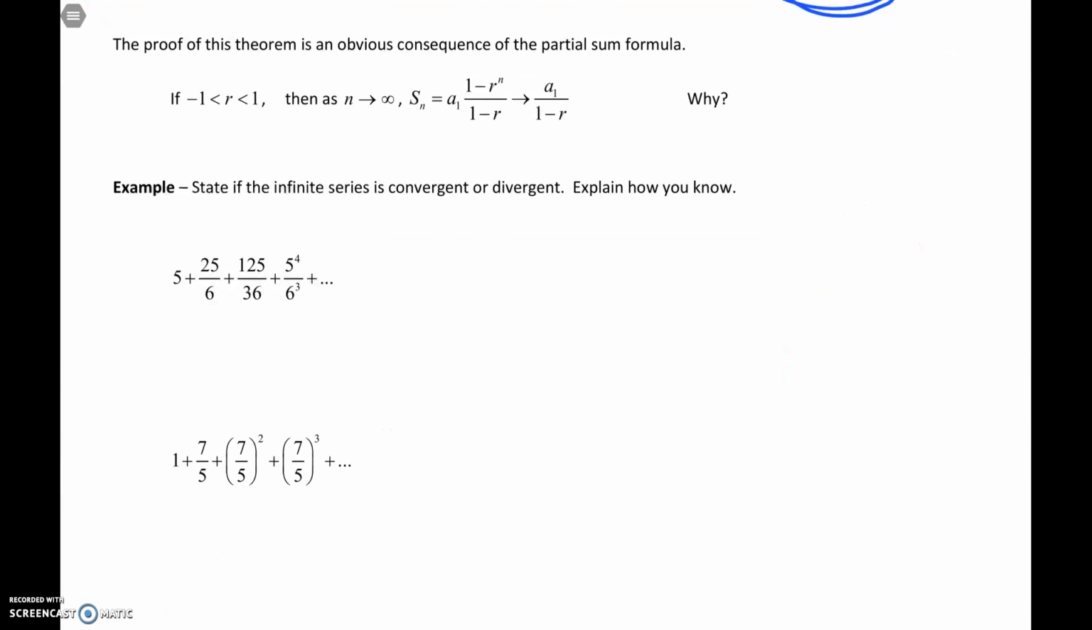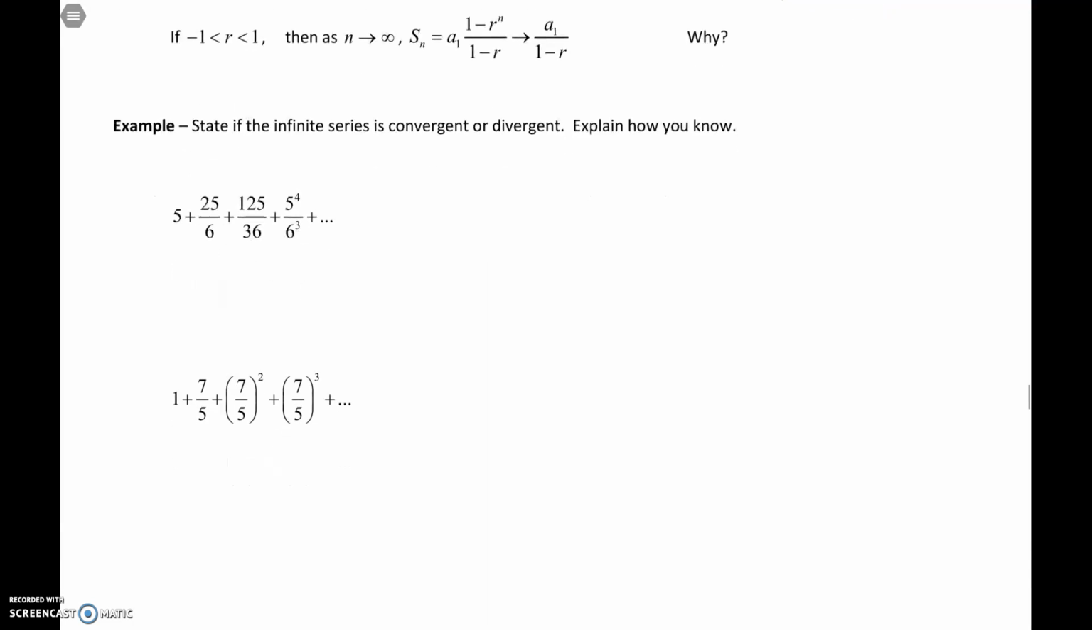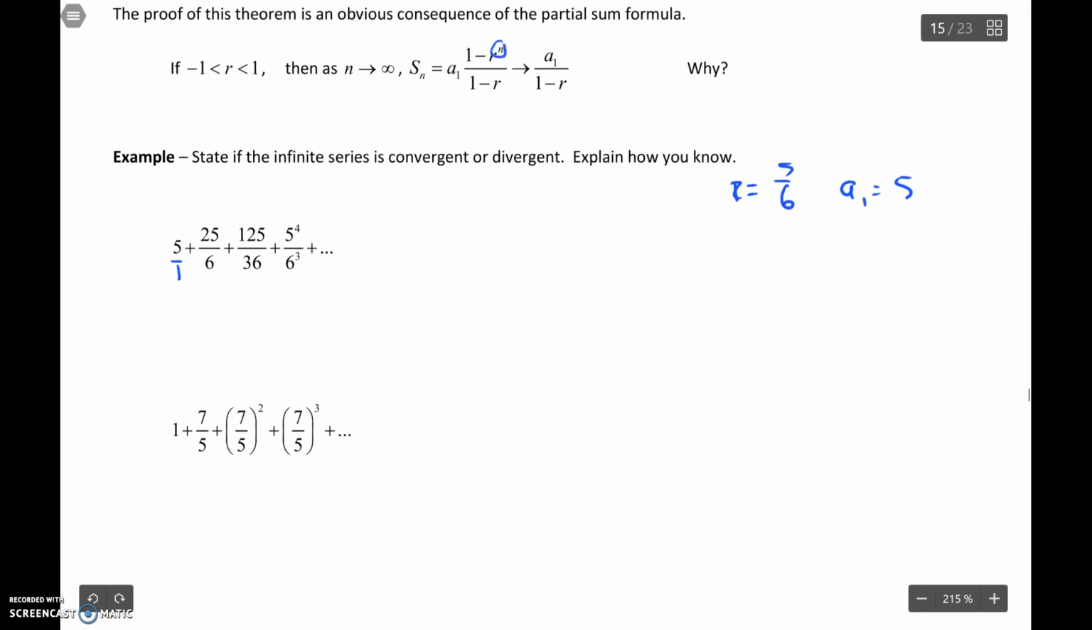All right, examples. So first of all, let's verify that this is in fact geometric. Multiply by 5/6, multiply by 5/6, multiply by 5/6. So my common ratio is 5/6. My first term is 5. And this formula is actually easier because it doesn't have an n in it. So that's really all we need.